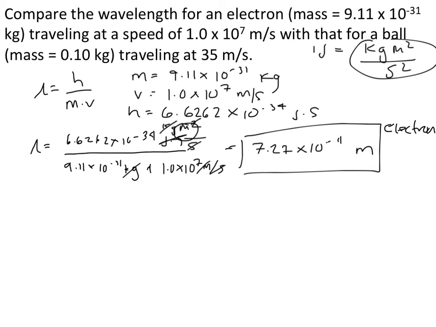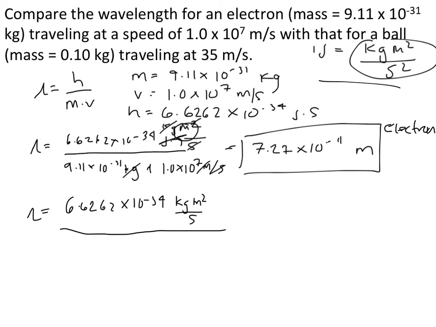Okay, now if we do the same type of calculation for our ball, we know that our constant is going to be the same because it's Planck's constant. I'm just going to put this into the units that would be anticipated if we plugged in our conversion here. We're going to put our mass, and then we're going to put our velocity here. And if we go ahead and plug this into the equation, put this into our calculator, we end up with the following value.